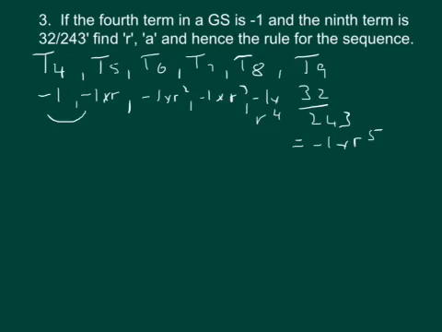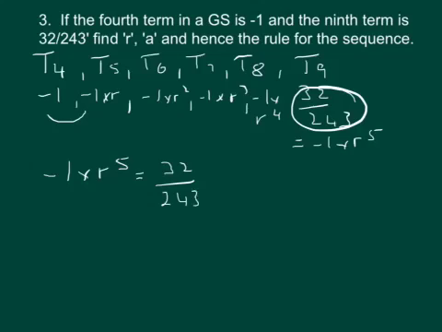Okay, so in other words, what we can claim from that is this rather simple fact, that -1 times r to the power of 5 is equal to the ninth term, isn't it? So that's 32 on 243. Alrighty, now what I can do at this stage is divide both sides by -1 or times by -1, doesn't matter, has the same effect. And we find that r to the power of 5 is equal to -32 on 243.